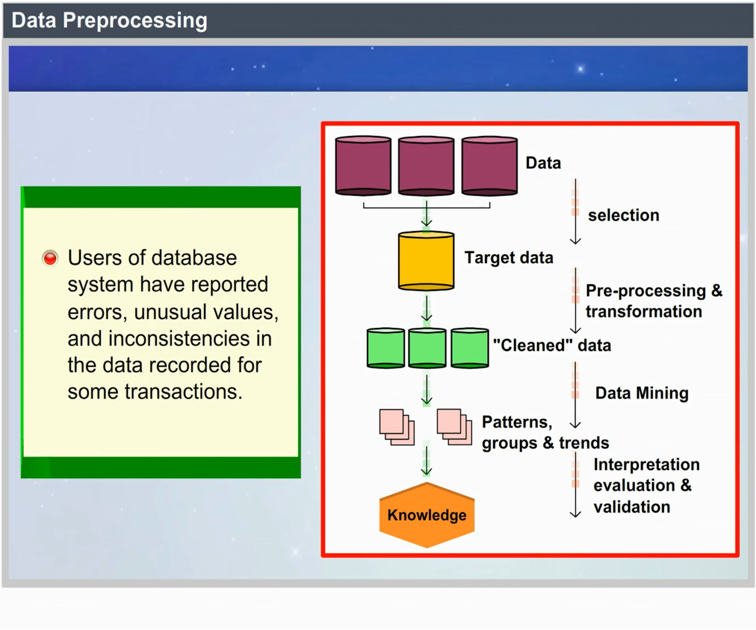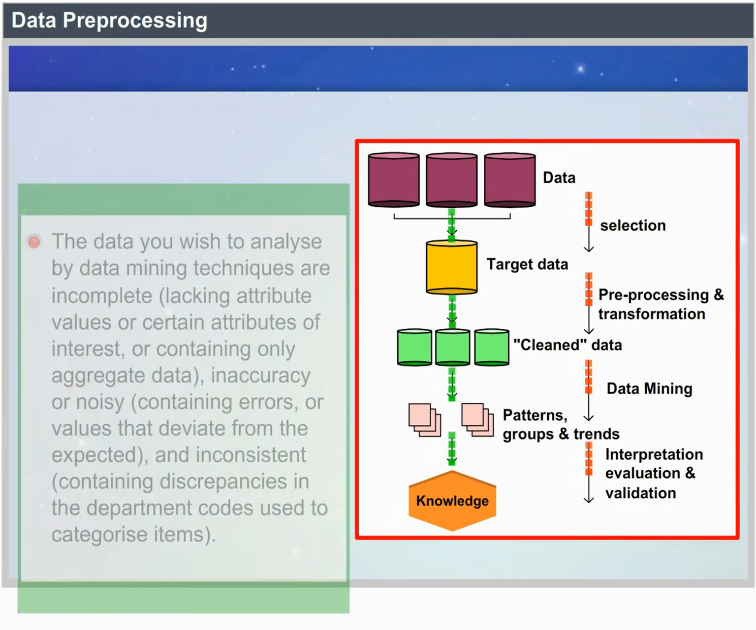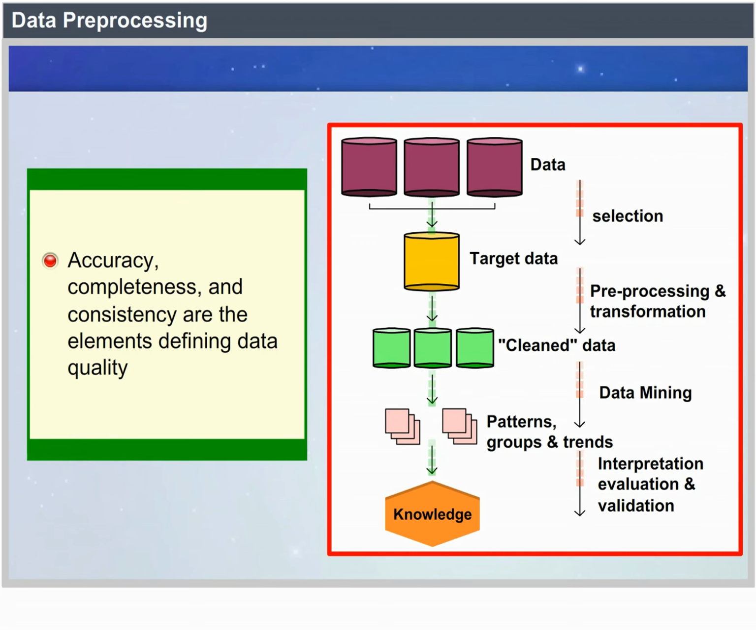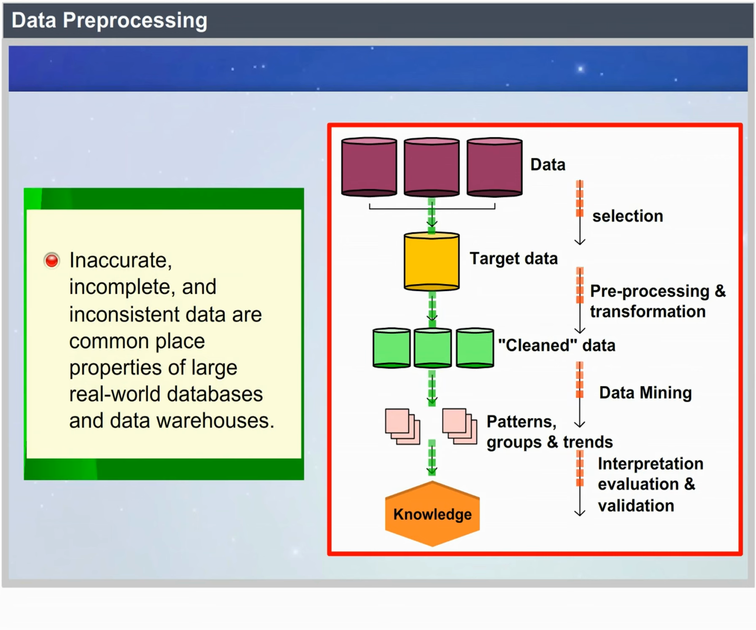Users of database systems have reported errors, unusual values, and inconsistencies in the data recorded for some transactions. The data to be analyzed by data mining techniques are incomplete, lacking attribute values or certain attributes of interest, or containing only aggregate data; inaccurate or noisy, containing errors or values that deviate from the expected; and inconsistent, containing discrepancies in the department codes used to categorize items. Elements defining data quality: accuracy, completeness, and consistency. Inaccurate, incomplete, and inconsistent data are commonplace properties of large real-world databases and data warehouses.